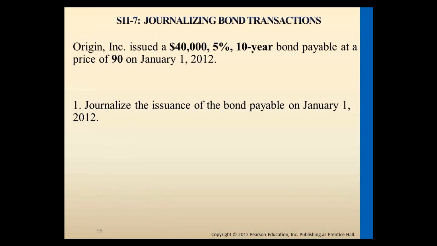Okay, let's work on an example. Let's say this company issued a $40,000 bond at face value, and the interest rate is 5%. This is a 10-year bond issued at 90. Okay, so we have three main entries again. How do we journalize the issuance entry, the interest expense, and then how do we pay back the money to investors?